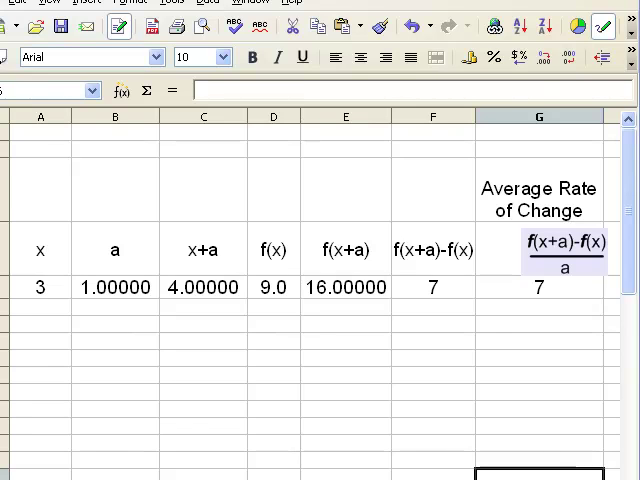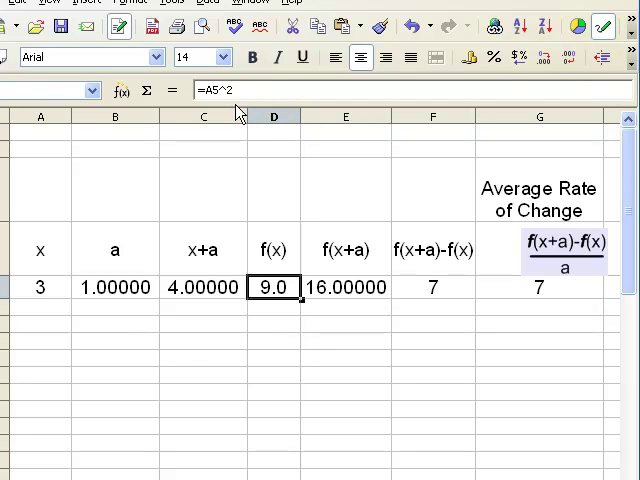So this is my average rate of change calculator spreadsheet, and you're going to be estimating instantaneous rates of change to parabolas, and you're going to be using your average rate of change tool. So this one is set up for doing a parabola, just y equals x squared.